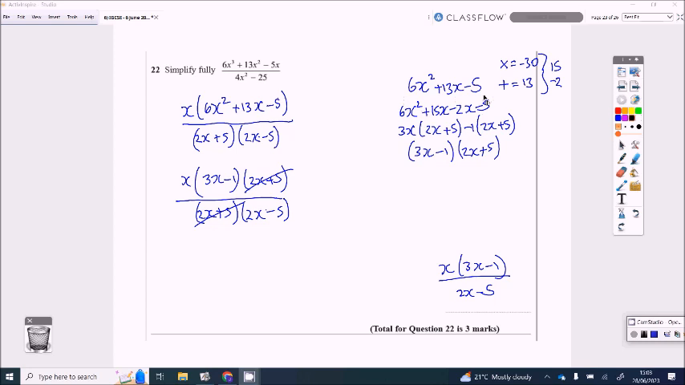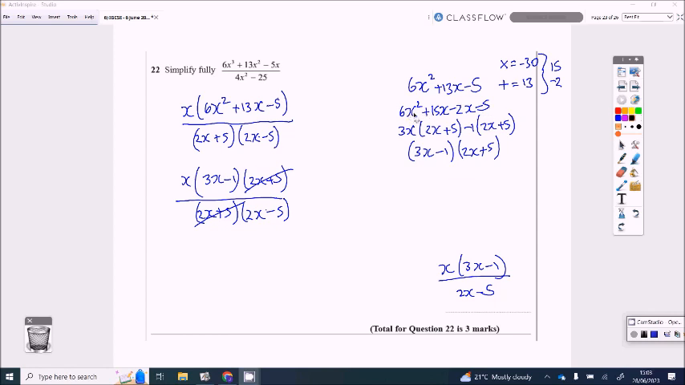So I'm looking for two magic numbers that multiply to be 6 times minus 5, which is minus 30, but add to be the coefficient of x, which is 13. So that's 15 and minus 2. Now, step 2, I move away from having 3 terms to 4 terms. I split this plus 13x down into 15x and minus 2x. It doesn't matter which way around, but that's what I've done here.